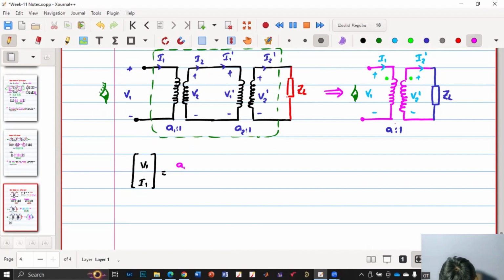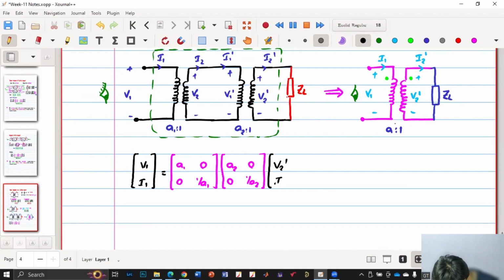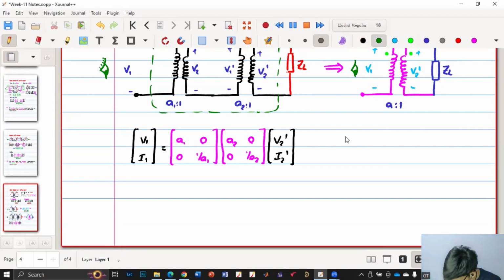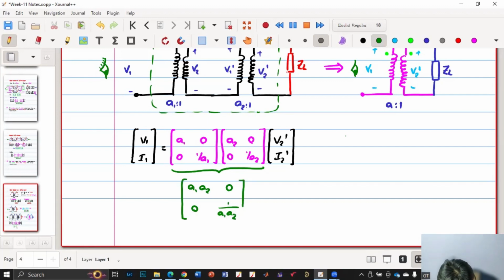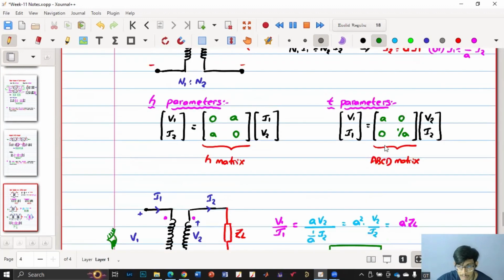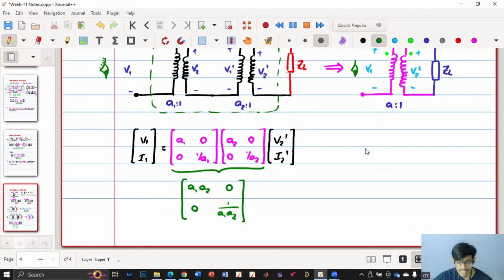So we have [A1, 0; 0, 1/A1] multiplied by [A2, 0; 0, 1/A2], multiplied by V2' and I2'. If I simplify this, or do the matrix multiplication, you will get [A1A2, 0; 0, 1/(A1A2)]. So it can be replaced by a transformer having this ABCD matrix where the new A is A1A2.